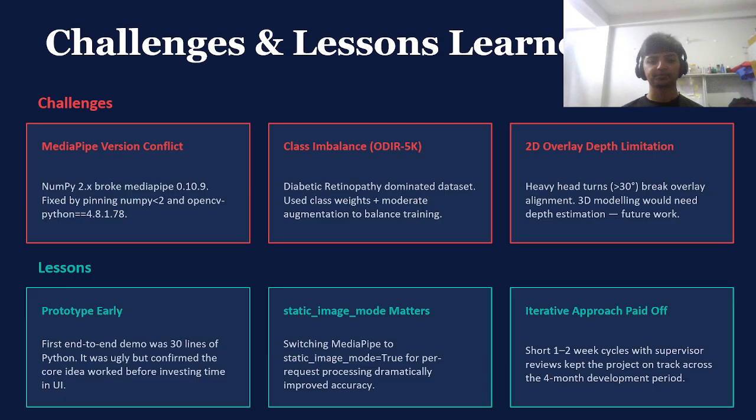The second was class imbalance in the ODIR-5K training set. Diabetic cases dominated all the training data, which caused the early model to be biased toward diabetes because of it having a lot more data than the others. The model was predicting everything as diabetic. The solution was to apply class weights during training and use moderate augmentation to balance exposure across conditions.